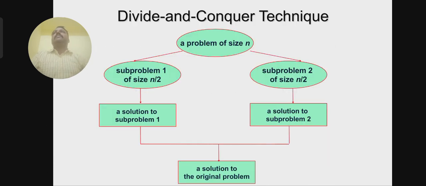This is the architecture for the divide and conquer technique. Here, a problem of size n can be divided into two subproblems, subproblem 1 and subproblem 2, each of size n by 2. Then we solve the subproblems individually, and after getting the solutions, we combine them. Then we get a solution to the original problem. It is also represented by this architecture.